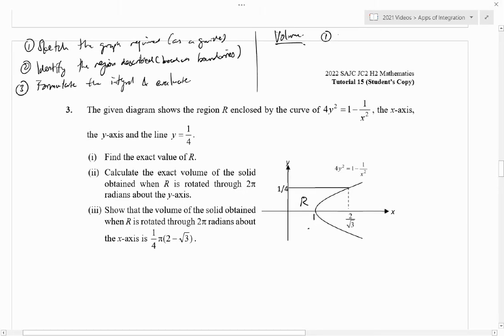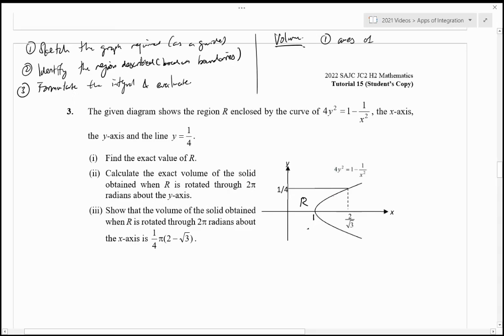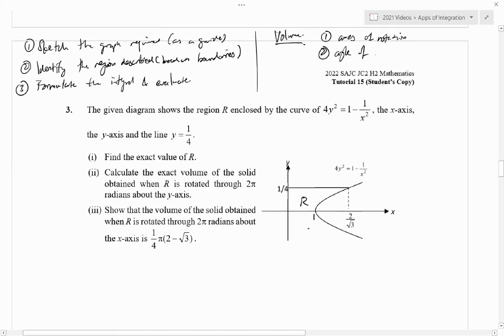Now, if you are dealing with volume, there are a few more things you need to talk about. Firstly, you need to know where the axis of rotation is. You'll also need to know the angle of rotation. Here we will talk about it later on in the question itself. Okay, let's begin question 3. Let's see how we apply all these.